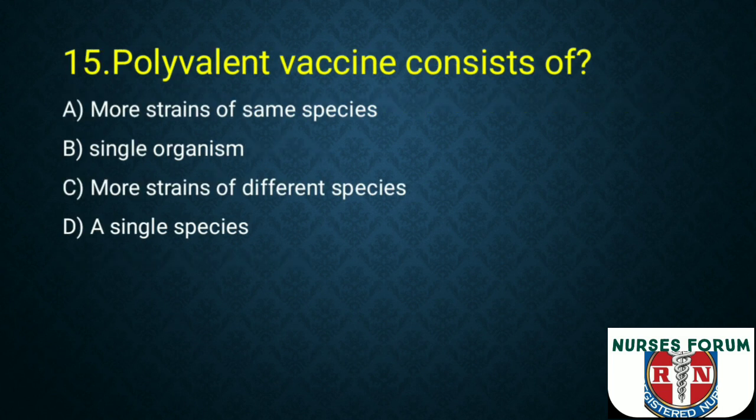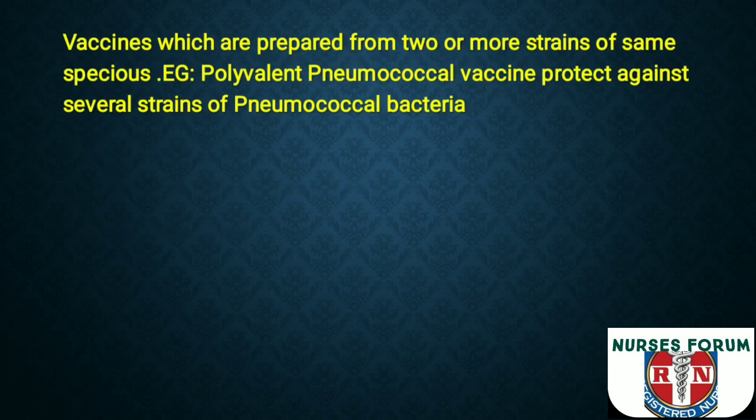Next question. Polyvalent vaccine consists of: more strains of same species, single organism, more strains of different species, a single species. Right answer is more strains of same species. Polyvalent vaccines are prepared from two or more strains of the same species. For example, polyvalent pneumococcal vaccine protects against several strains of pneumococcal bacteria.